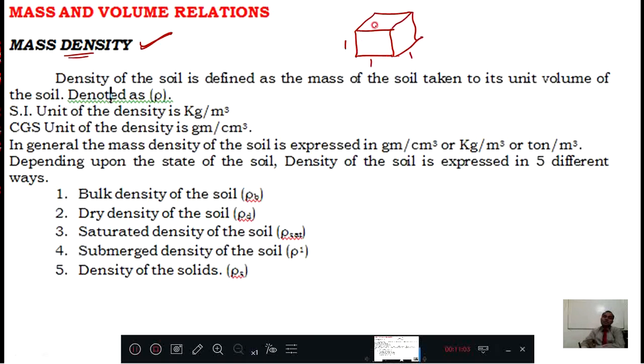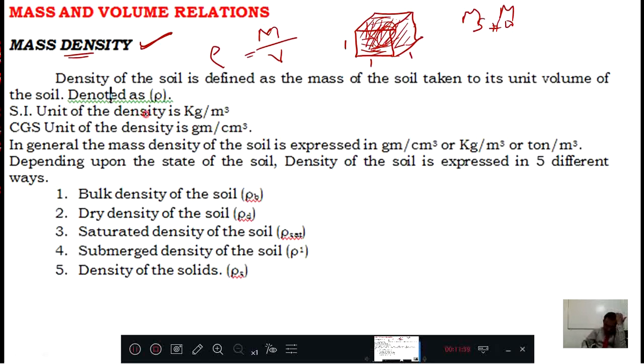In this box, how many kg of soil can occupy? Here soil means soil plus water, the mass of soil plus the mass of water together is called soil. Therefore, how many kg of soil will be occupied in this box? That mass of soil occupied in a particular volume is called density. Understood? This is the practical application of density.